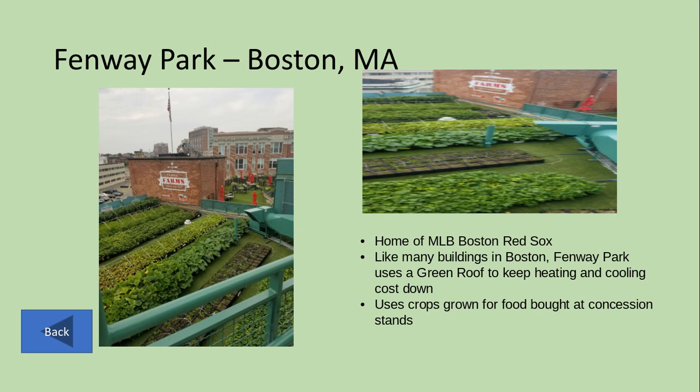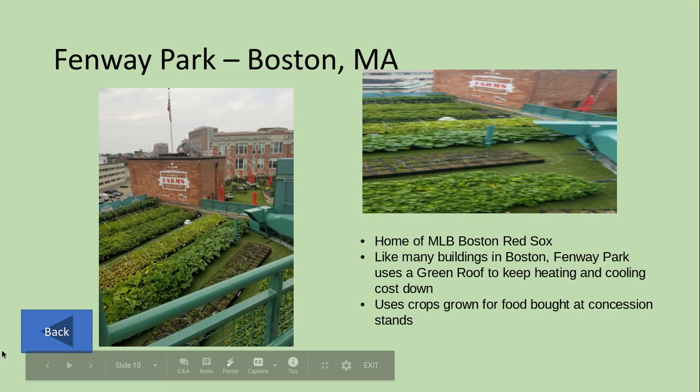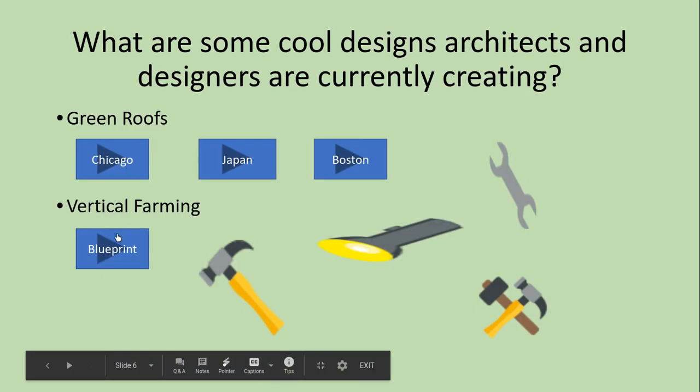All throughout Fenway Park, on the roofs, are these little gardens. These gardens grow the crops for a lot of the food that's brought to the concession stands. For ketchup, they grow the tomatoes they use. They grow pickles, onions, and lettuce, all this different stuff, that they then bring to the concession stands. Now, vertical farming is something different from these green roofs.